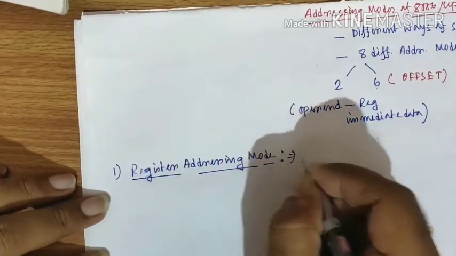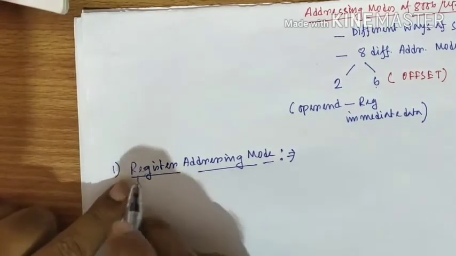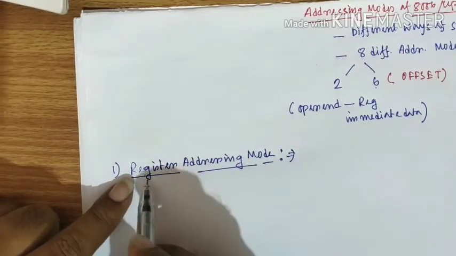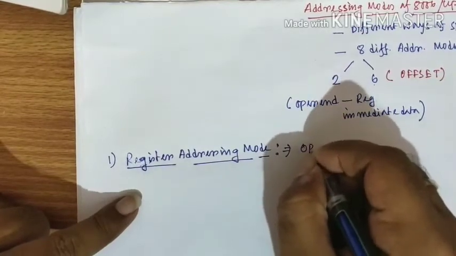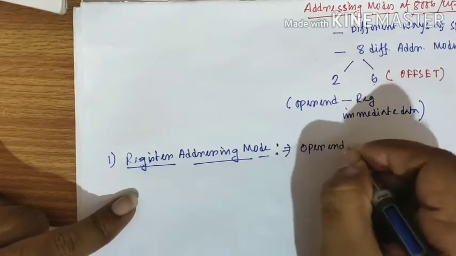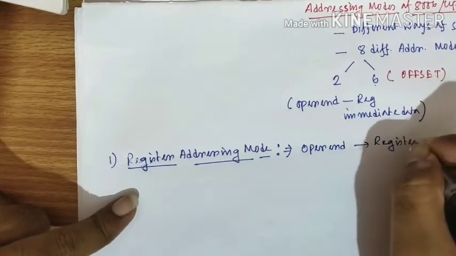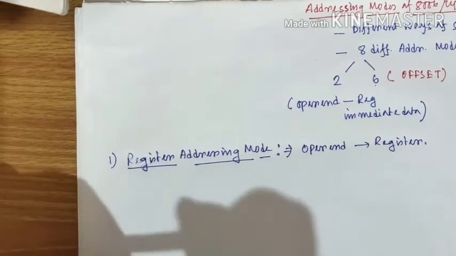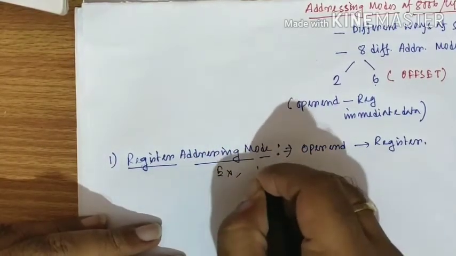So what does it mean? Already we have said addressing mode means the different ways of specifying the operand. So here, register addressing mode. The name says the operand will be directly a register. So here the operand is basically a register.